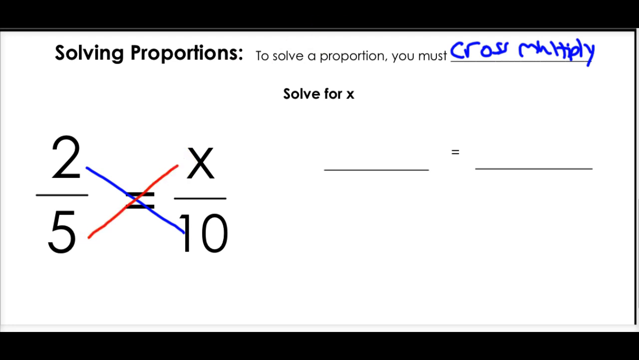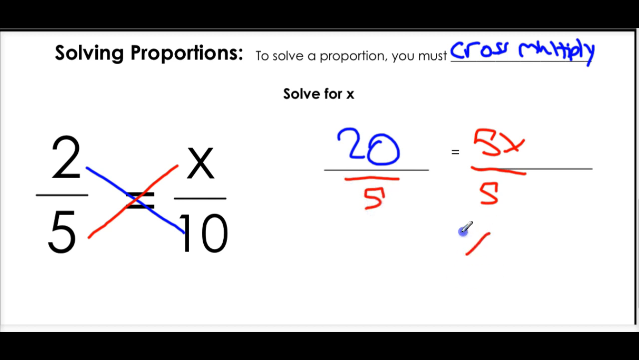So let's see how it's actually going to be written. The 2 times 10 equals 20. That's going to go right here. And then for the 5 times x, we're just going to write 5x here. And then you all know, how do we get that x by itself? Well, we divide by 5 on both sides, and you get x equals 4.